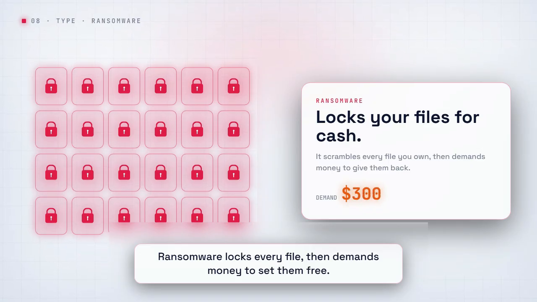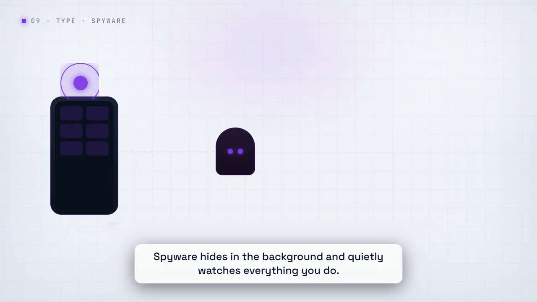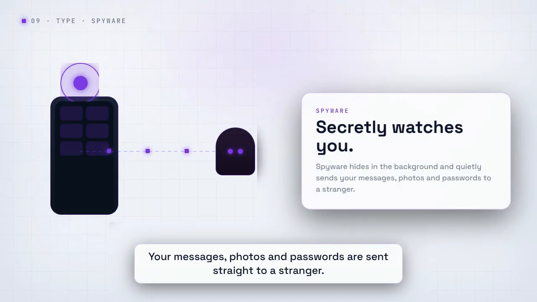Spyware is the quiet one. It hides in the background and secretly watches everything you do. Your messages, your photos, your passwords, all sent straight to a stranger.